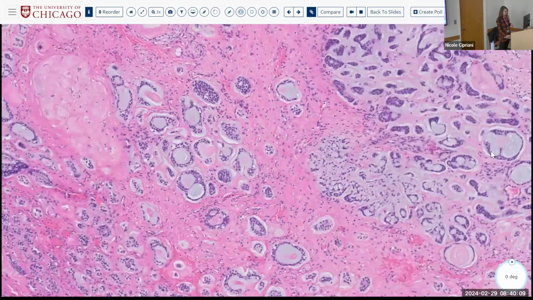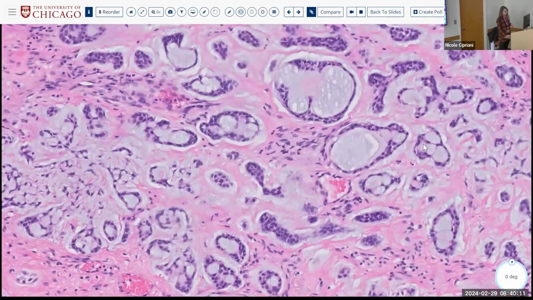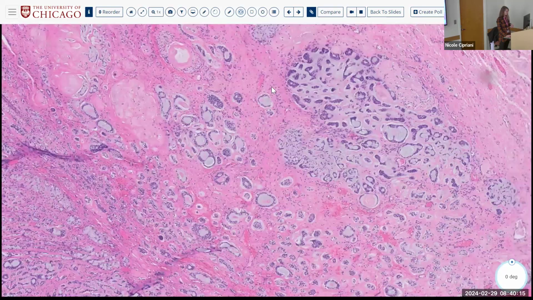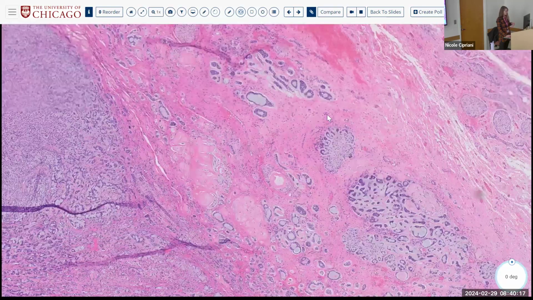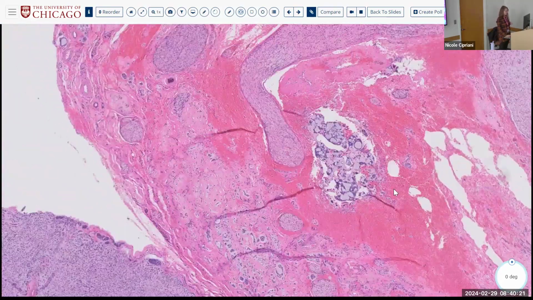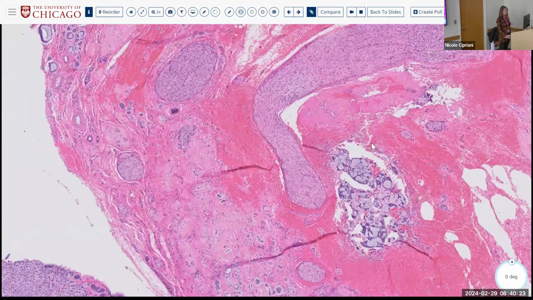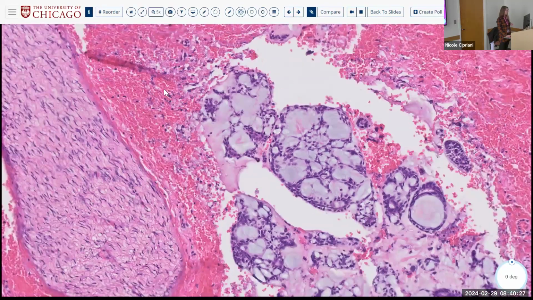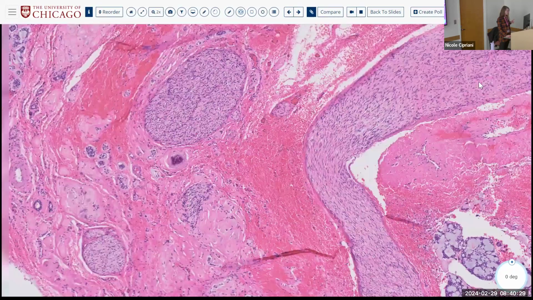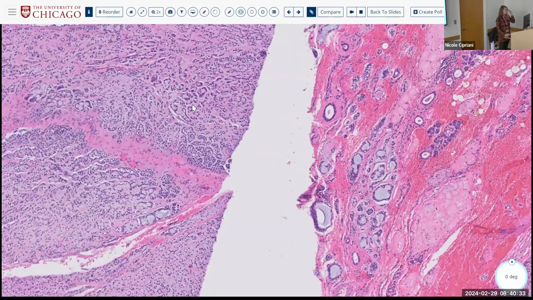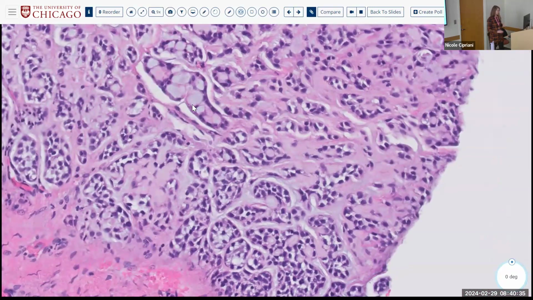So here are arguably small cribriform structures. But I agree, right, that infiltrate on either side of this nerve, and maybe here are more characteristic, right, multi-punctate cribriforms. Don't forget that adenoid cystic has three major architectural patterns.